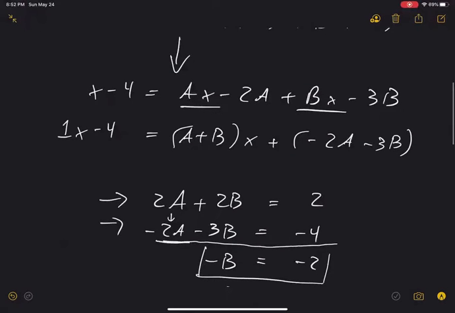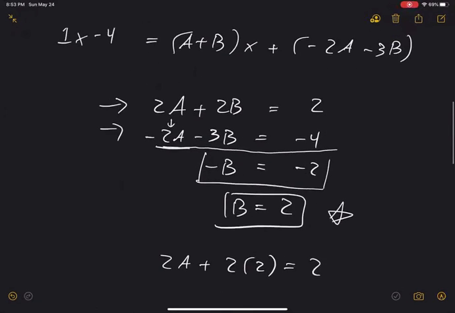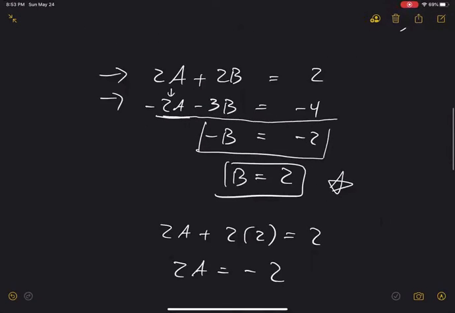So I had 1x here, so then this a plus b has to equal 1, because the coefficient here has to match the coefficient of x here. And the constant here has to match the constant on the right side. So it's just kind of a matching game. And then I get a system of equations, and I solve my system of equations.